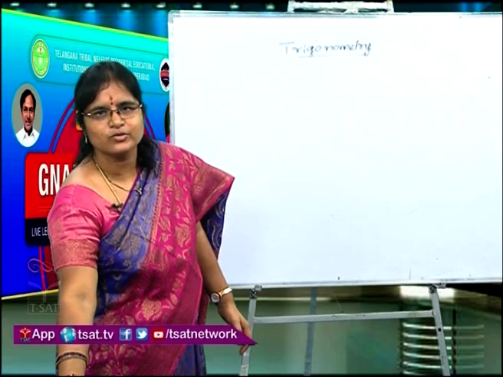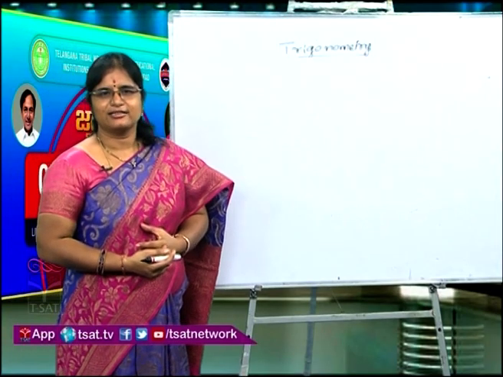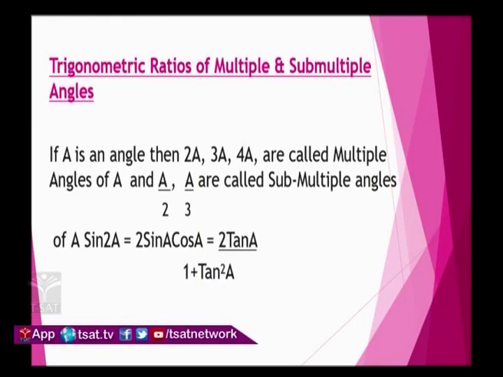Now, let us move to the next one: trigonometric ratios of multiples and submultiples angles. What are multiples and submultiples? If an angle is multiplied by some constant, then we say they are multiples, and if we divide by some constant, they are called submultiples. So, let us see that. If A is an angle, then 2A, 3A, 4A are called multiple angles, and A by 2, A by 3 are called submultiple angles of A.